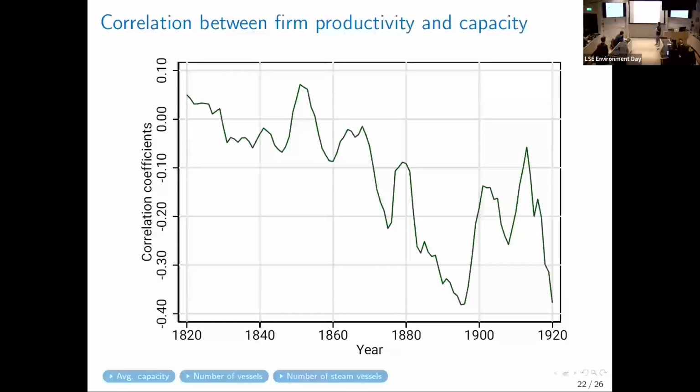And if we look at the simple correlation between firm productivity and capacity, vessel size, the correlation is surprisingly low. And also many years show even a negative correlation, which means unproductive firms are operating large vessel sizes.